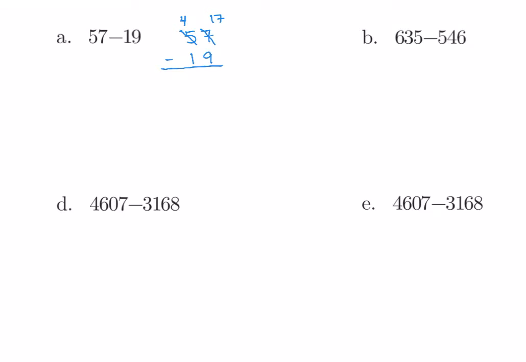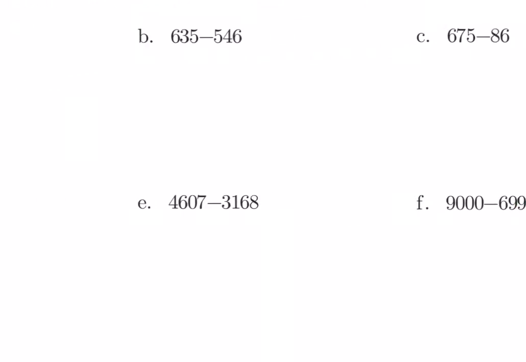Now I can subtract 17 minus 9. 17 minus 9 is 8. And now 4 minus 1 is 3. So our final answer is 38. Okay, let's try a couple more. Let's look at example B.